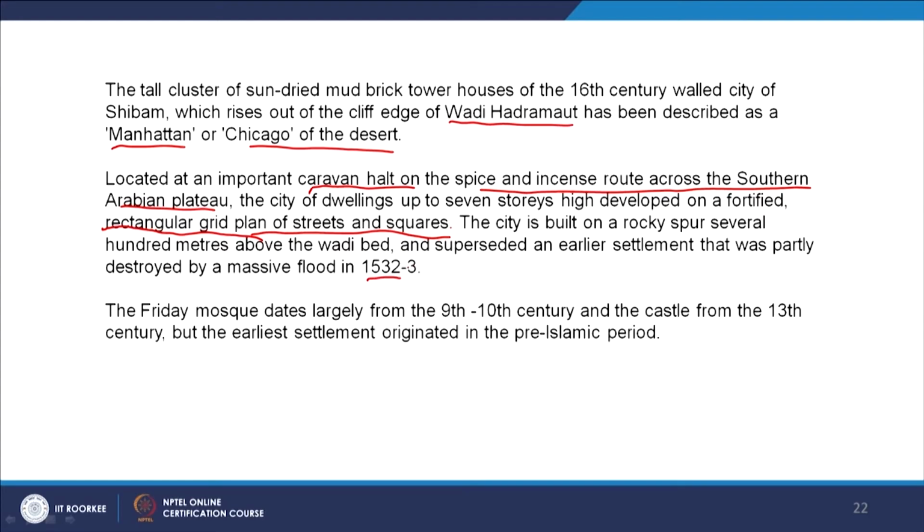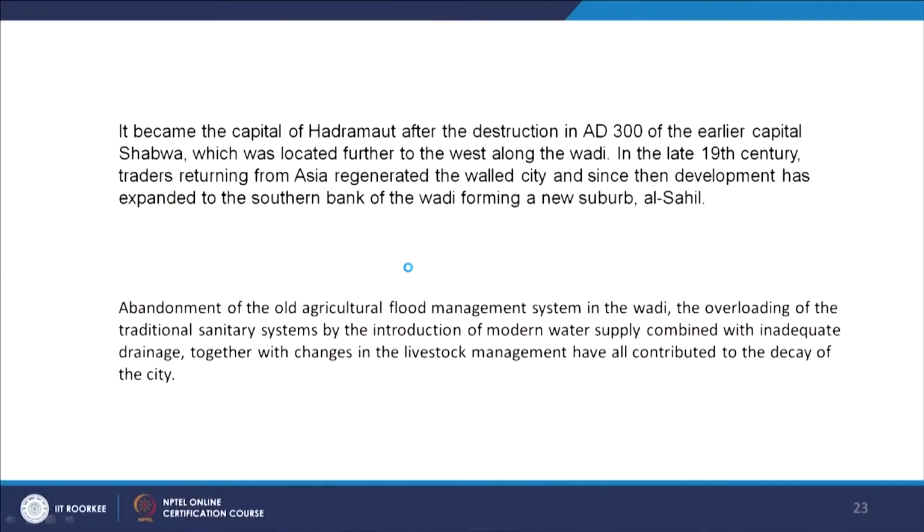So even the mosque, the religious, because being an Islamic settlement, the Friday mosque dates back from the 9th to 10th century, and the castle from the 13th century. But the evidence suggests that this earlier settlement originated from the pre-Islamic period. Soon it became the capital of Hadramaut after the destruction of the earlier capital of Shabwa in 300 AD, which was located further to the west along the Wadi.